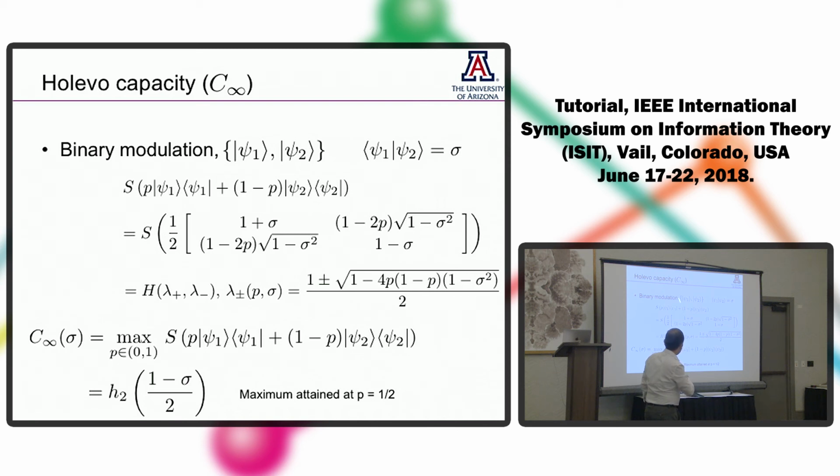And the von Neumann entropy of that is the Shannon entropy, or binary entropy, of that function, which comes out to this when P is 1/2. And P equal to 1/2 is indeed what maximizes this quantity. So this is the C infinity.